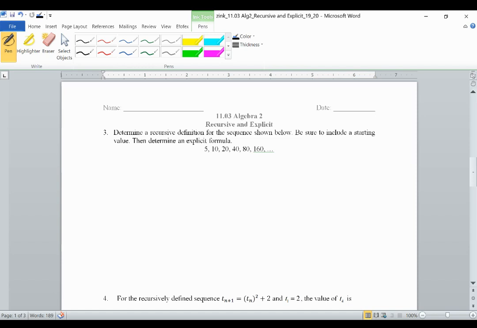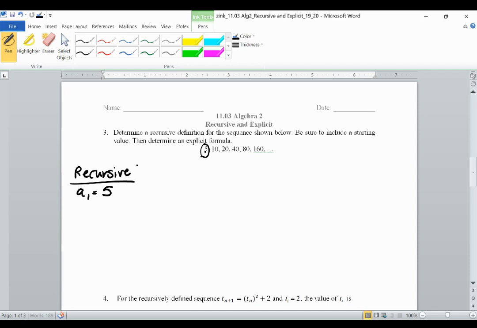All right, so first let's talk about the recursive definition for this. So we want to write out a formula, and when you do recursive, you have to first state what your first term is. So our first term is 5, and then we want to say how to find the next term after that. So let's look at what's happening here. We're going from 5 to 10 to 20 to 40. So to get to the next term, I'm taking the previous term and doing what to it?